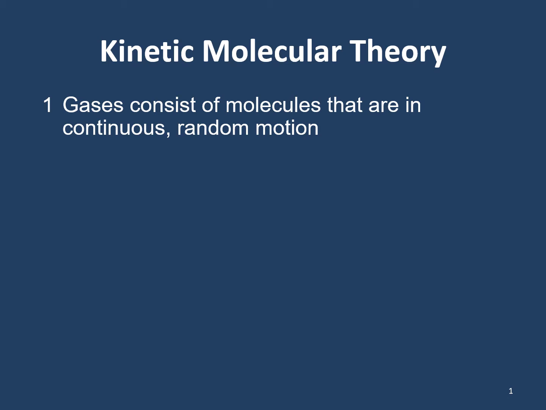Now, there are 5 points to the kinetic molecular theory, and the first one is that gases consist of molecules or atoms, depending on what the gas is made up of, that are in continuous random motion.